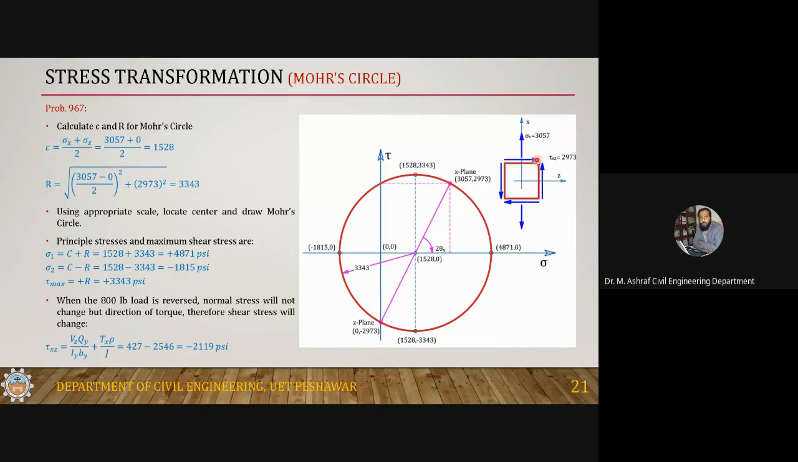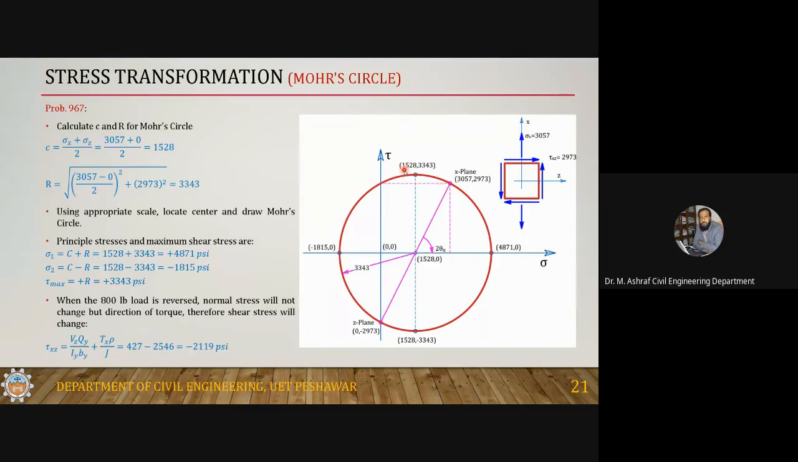On the x-axis, the normal stress is 3057 and the shear is 2973. So I can now calculate C and R for the Mohr circle. C is sigma x plus sigma z by 2, so 1528. R is 3343, if you calculate it. Then locate the center at 1528 and draw the Mohr circle.